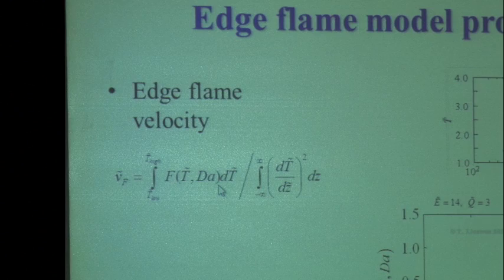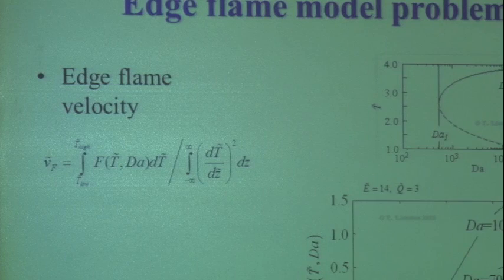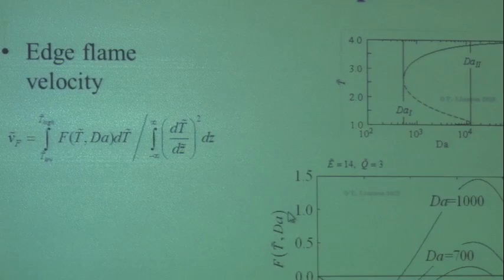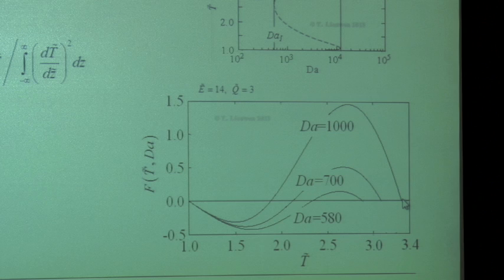In other words, let's back up. I just want to plot this expression as a function of temperature. That's what I'm doing here at different Damköhler numbers. Here's the temperature, here's that function. And by the way, for a given Damköhler number, you can see the three solutions, one, two, three, where it equals zero. That was the steady state solution that we showed you up here. So when you're in that intermediate Damköhler number regime, you have three solutions.